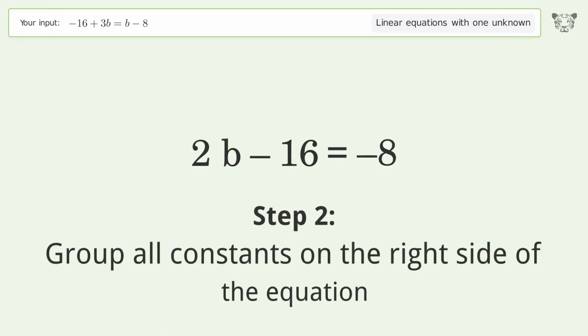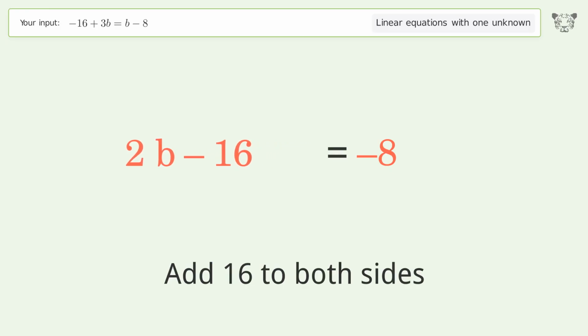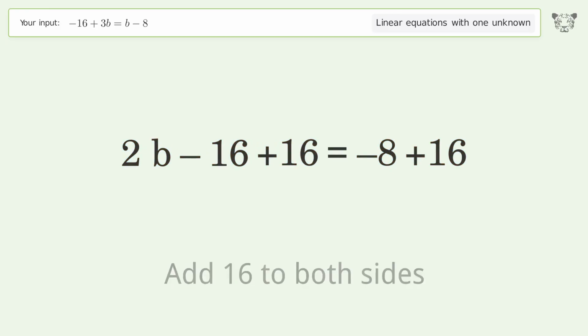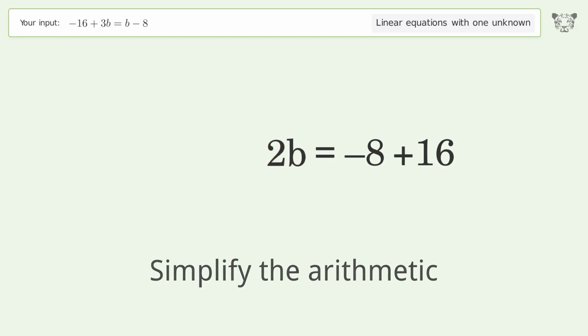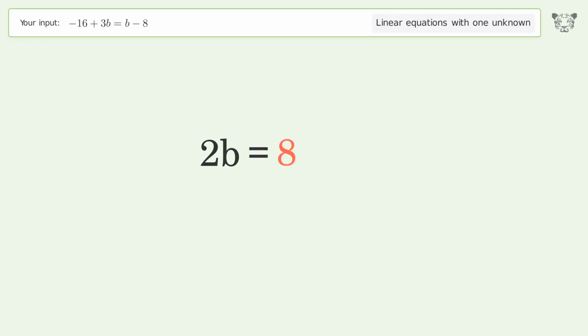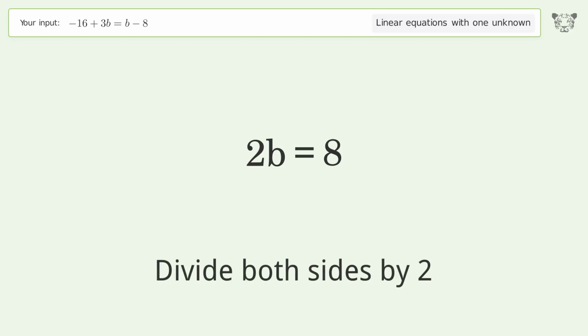Group all constants on the right side of the equation. Add 16 to both sides. Simplify the arithmetic. Isolate the b. Divide both sides by 2.